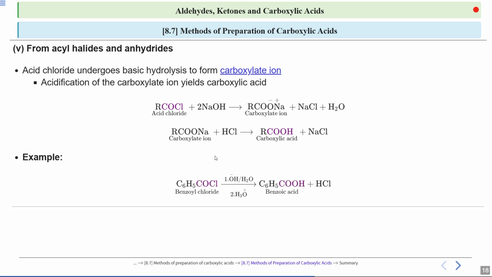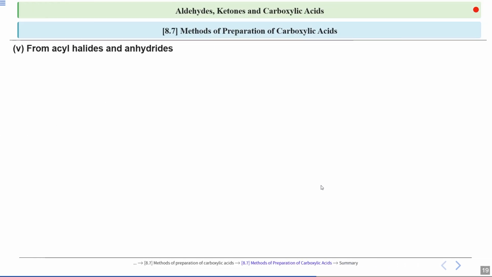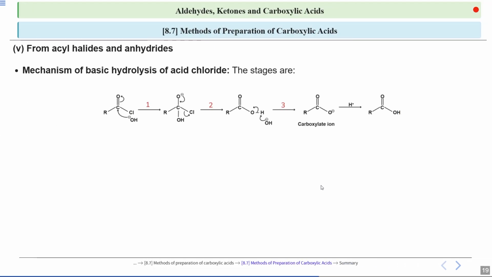For example, if you have benzoyl chloride, that is C6H5COCl, it reacts with hydroxide ion and water to form the corresponding benzoic acid, and HCl is released as a byproduct. Now moving on further, we will see the mechanism of this basic hydrolysis of acid chloride. Okay, so this is the mechanism.